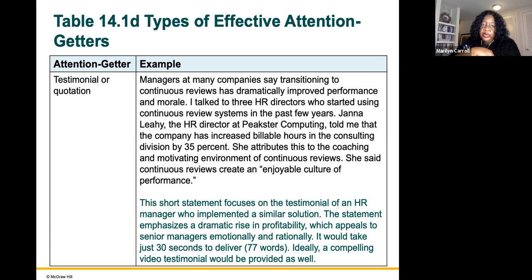Here's another testimonial or quotation one. So read it and pause, read it, and then come back. All right. This short statement focuses on the testimonial of an HR manager who implemented a similar situation. Now, the statement emphasizes a dramatic rise in profitability, which appeals to senior managers emotionally and rationally. It would take about 30 seconds to deliver 77 words. Ideally, a compelling video testimonial would be provided as well.